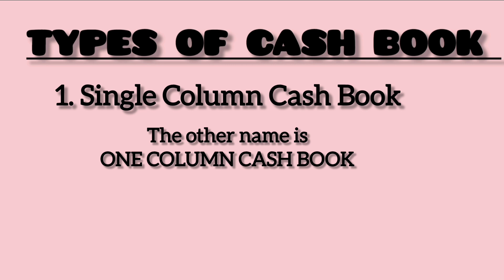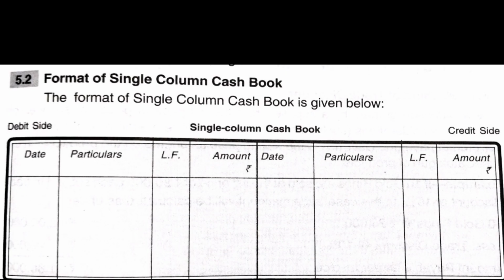So this is the proforma of the single column cash book, also known as the one column cash book. We have date, particulars, then the ledger folio, and then the amount. This is the debit side of the cash book. And then on the credit side, we again have date, particulars, ledger folio, and the amount column. So this is the format of the single column cash book. We will be solving practical problems in our next class, but just now, remember this format as of now.